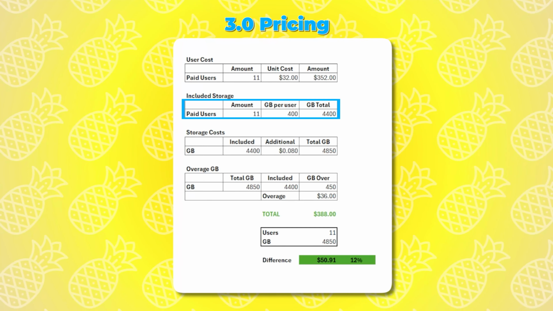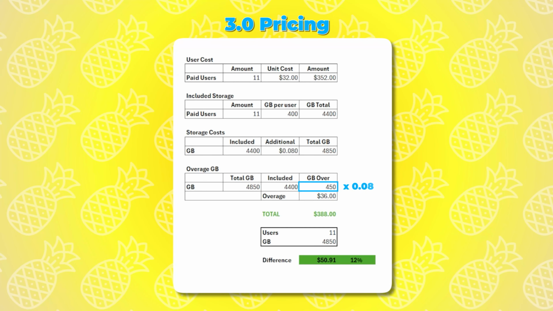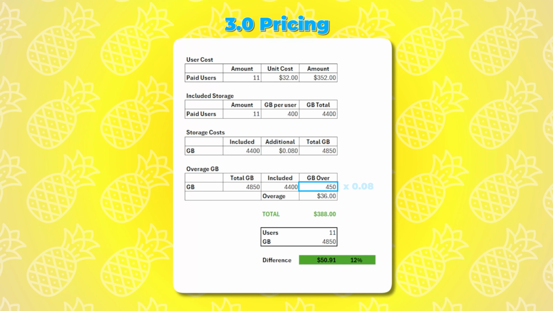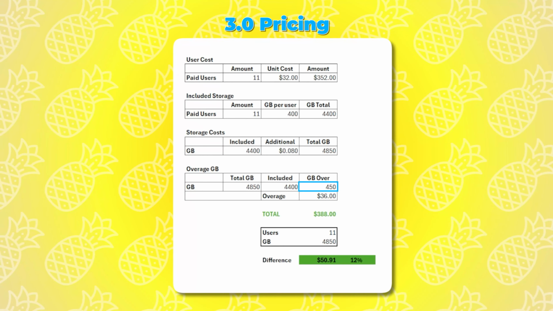Okay, now onto the final calculation, our overage charges. First, we state our total gigabytes used, how much is included, and then calculate the overages by multiplying the difference by 0.08. In this case, we're 450 gigs over, so that's an additional $36. The total cost comes out to $388. Compared to before, it's $50 less, a 12% cost savings.